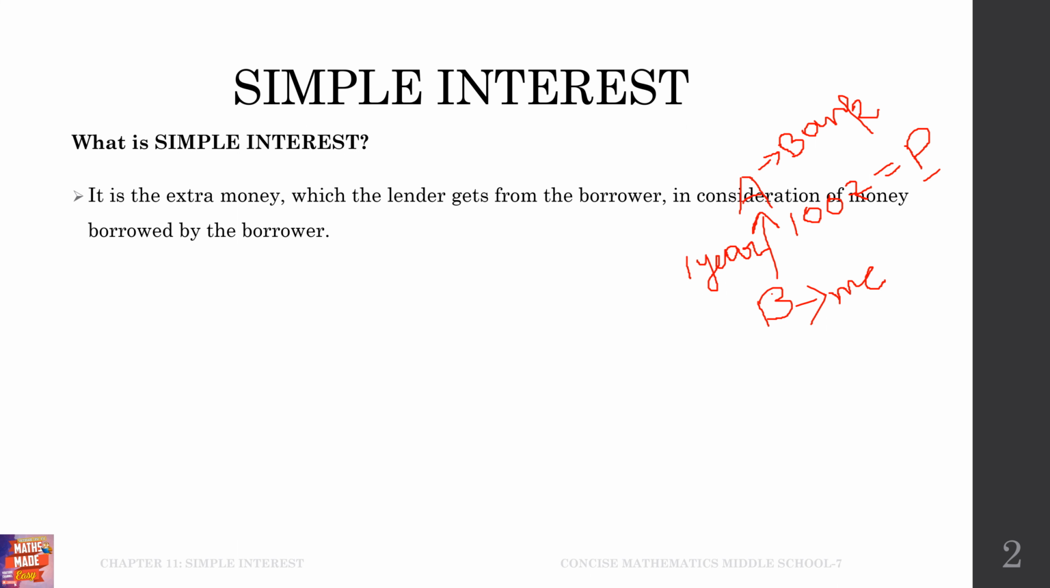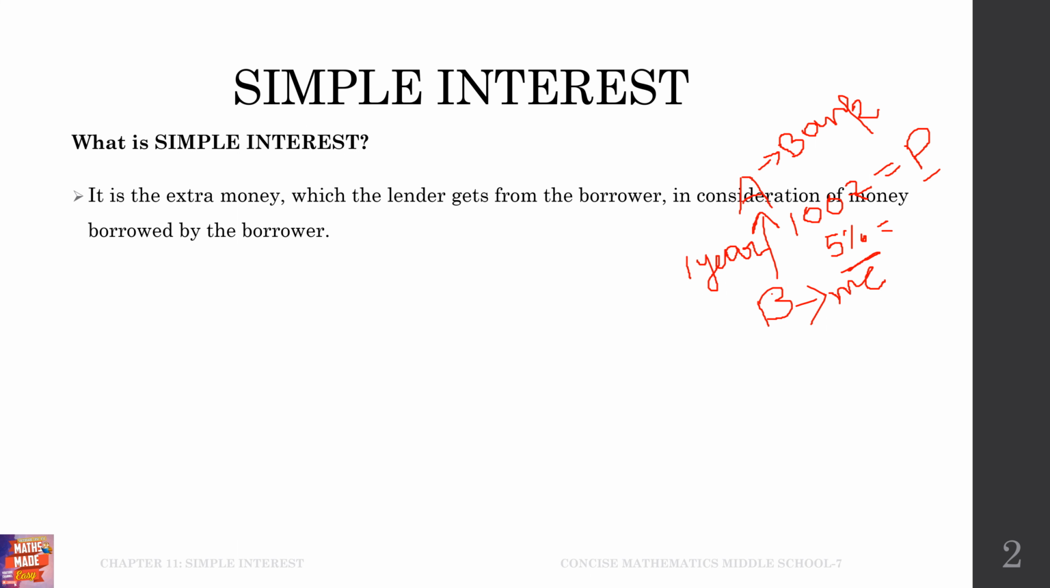right? But the bank will get some profit from this interest. That means they will tell that every month you have to pay 5% of interest. They should have some profit, right? For giving the money, they should have some profit. So this 5% will be the profit for them. So this 5% you have to pay every month. Every month we have to pay an extra amount.